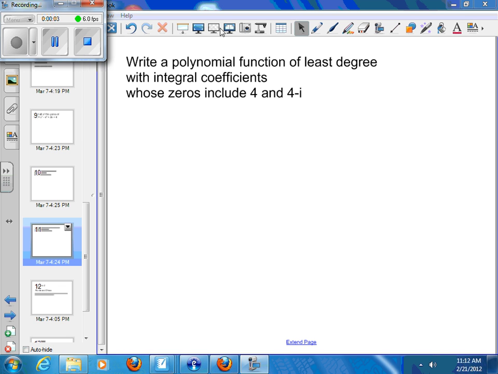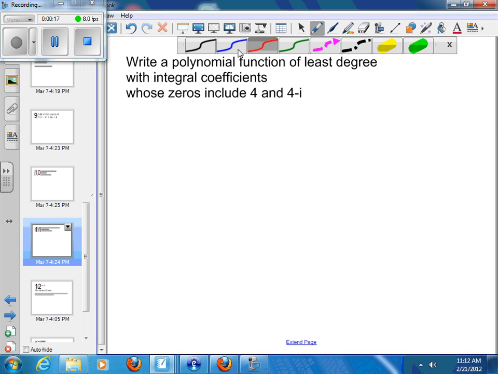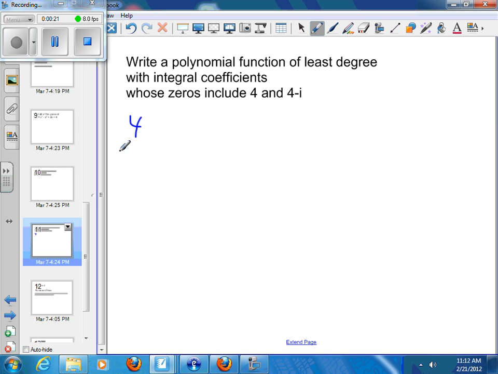Okay, example 4. Polynomial function of least degree with integral coefficients whose zeros include 4 and 4 minus i. So it seems very confusing. Basically, we're just putting words here. Let me grab a color here. Let's grab blue. So 4 is one of our roots. So that means x minus 4 is a factor.